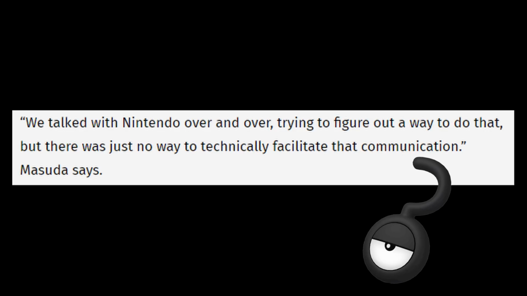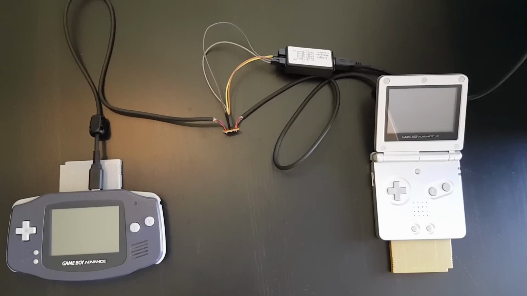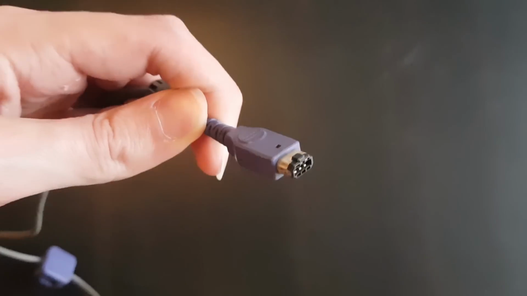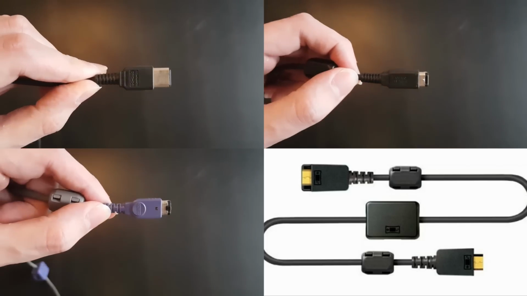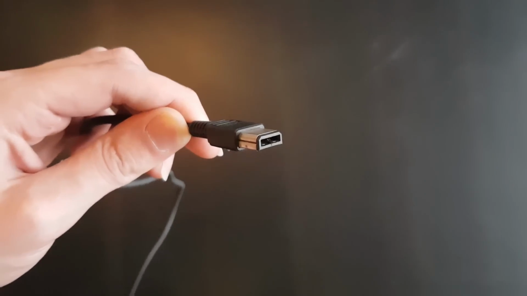But what does this exactly mean? To fully understand that, I'll first need to tell you more about the link cable and what goes through it when you make a trade. Let's analyze the different versions of the link cable. In total there are 4 different generations of the link cable. First we have the link cable that was only used to connect 2 original Game Boy models.